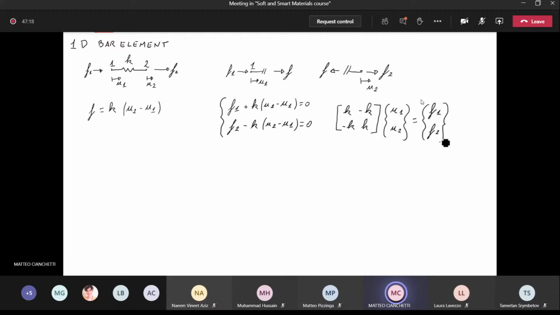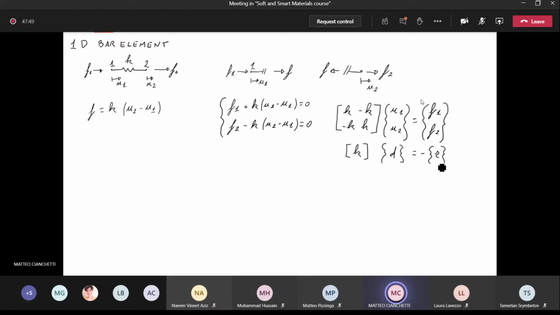Okay, we can also write this system in a more compact way. This is something that we will recall several times as matrix K multiplied by the vector D is equal to minus R.